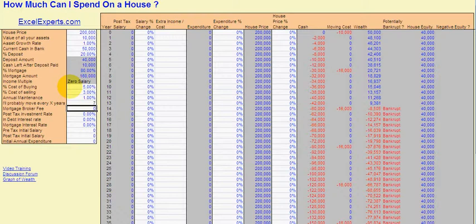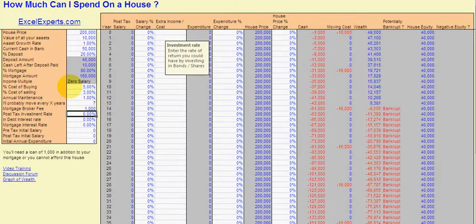Mortgage broker fee, this is a fee that you have to pay on entry into a mortgage and occasionally on exit. Notice when I enter that, it says I'll need a loan of 1,000 because I've basically run out of cash. So the post-tax investment rates are very low right now, but let's say I can get 2% on my money. This could also represent the opportunity cost. For example, if I've got another loan that I need to pay.